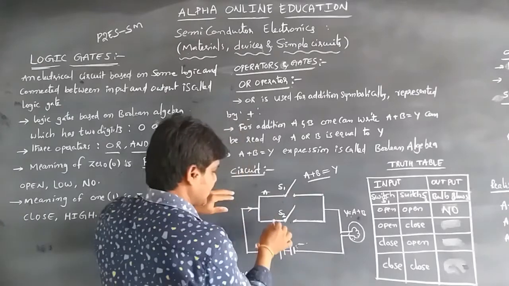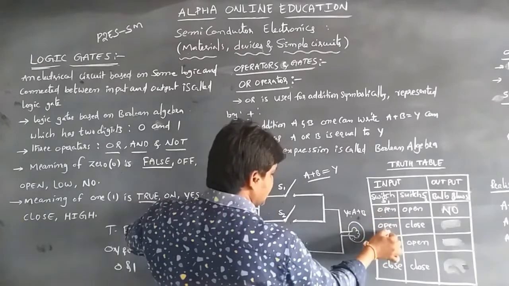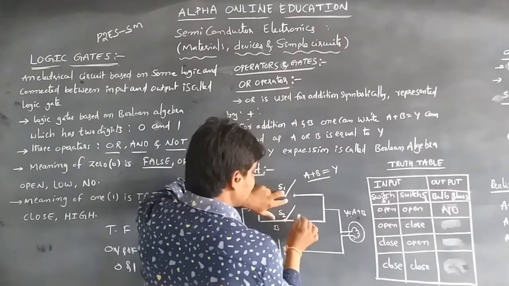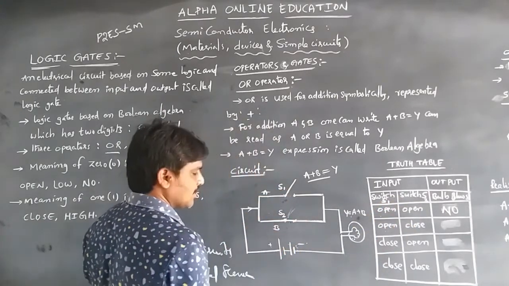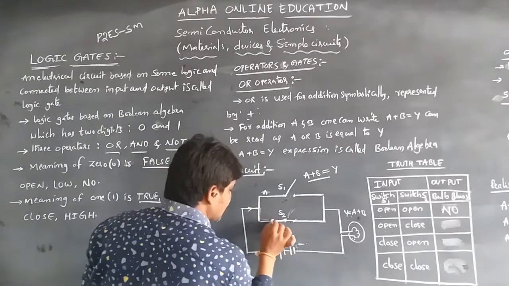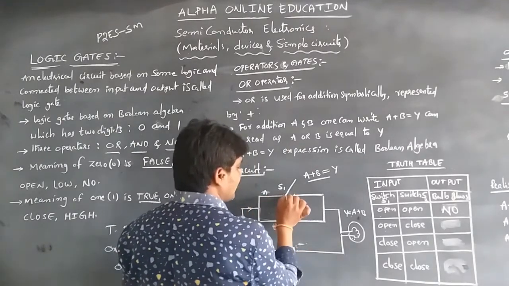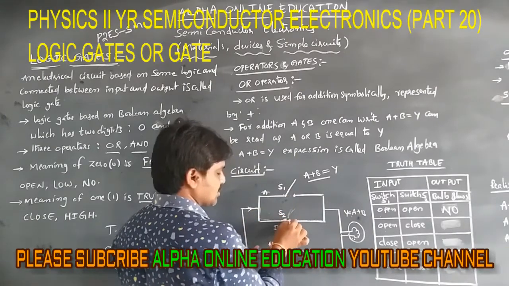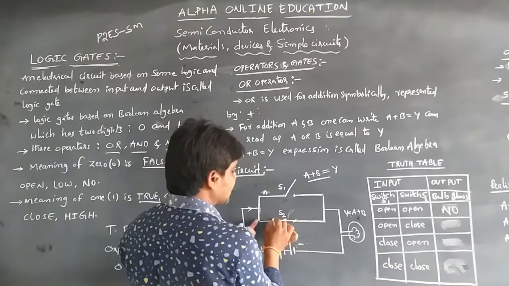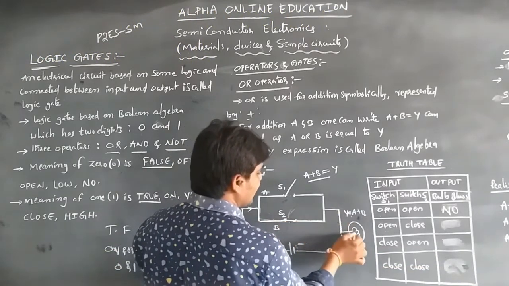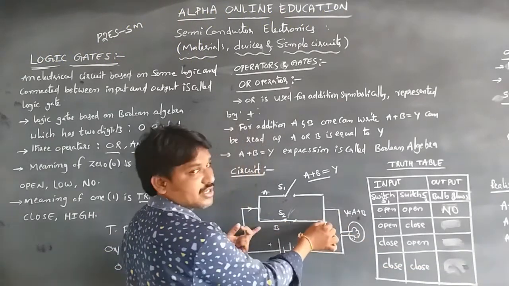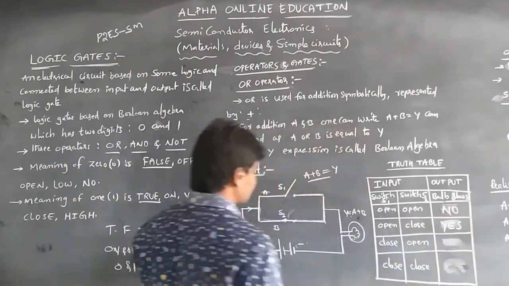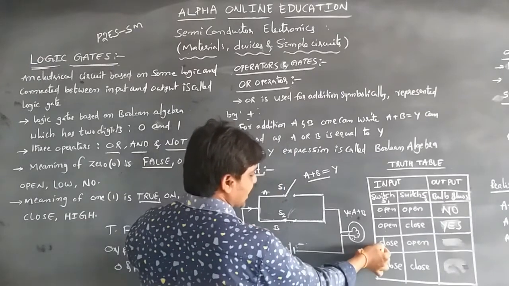The next input: switch S1 is open and switch S2 is closed. Whenever the switch S2 is closed, the conduction will happen through S2. Because S1 is open, there is no conduction through S1, and S2 is closed, so the conduction happens through S2 and the bulb glows. Yes, the bulb will glow.